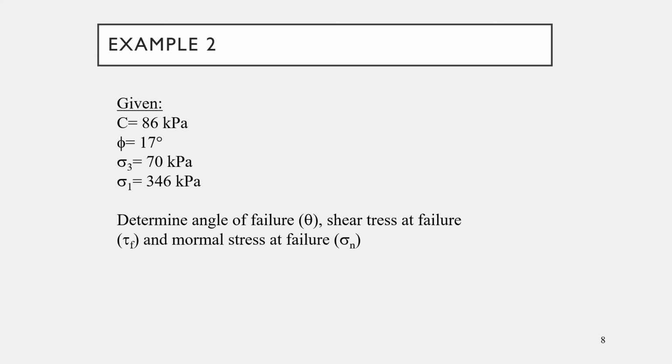So now let's look at the second example. The information given here: the C value is 86 kPa, friction angle is 17, sigma 3 is 70, and sigma 1 is 346 kPa. These two are known as principal stresses. These two values are really important if you want to plot a Mohr circle, because to get the Mohr circle you need sigma 1 and sigma 3, and the difference between these two is the deviator stress at failure.